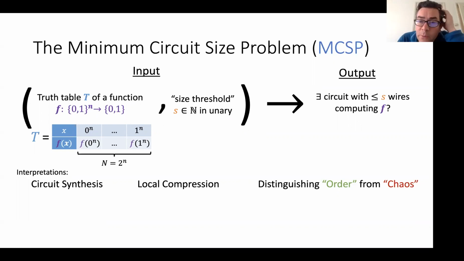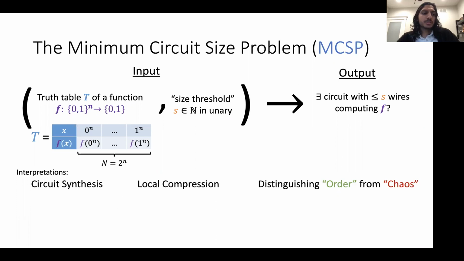Can I ask a question at this point? Yeah, sure, go for it. Is there a search to decision reduction here, in the sense that you've stated the problem as a decision problem? Can you actually solve the circuit synthesis problem if you can solve the decision problem? Yeah, that's an excellent question. We don't know if there is a search to decision reduction for this problem. But that means that the interpretation of this problem as circuit synthesis is sort of a leap then. Yeah, you could say that.